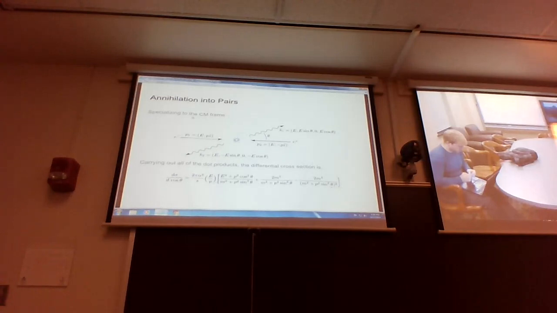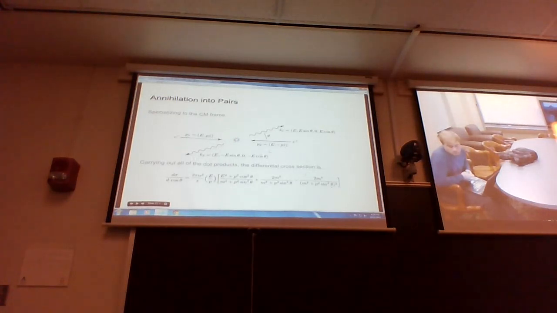All right, so this is pair annihilation into photons, right? And so this would work best in the center of mass frame. This is going to be really simple. In the center of mass frame, we've got your electron coming in, positron coming in, and then your photons going out. So this is basically the same setup that we had for e+ e- goes to mu+ mu-, right? The difference is that now these final state particles are massless, okay?